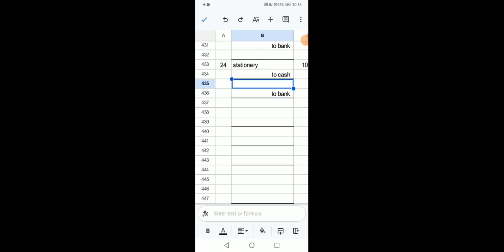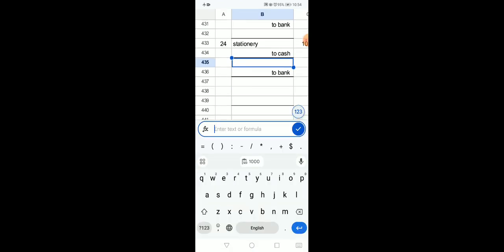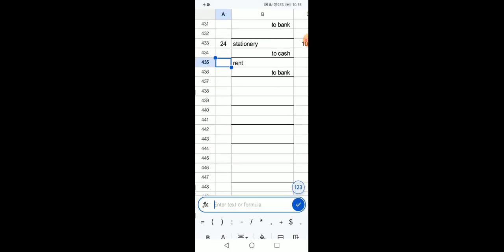And now for what purpose have you drawn this check? That is rent. You have paid rent. Rent is an expense. Expense should be mentioned on debit side. Debit side is fixed for the expense side, or expenses will always be written on debit side, so you will write rent on debit side as an expense. This was entry number 25.